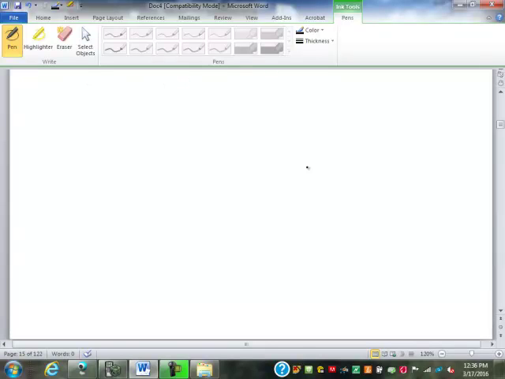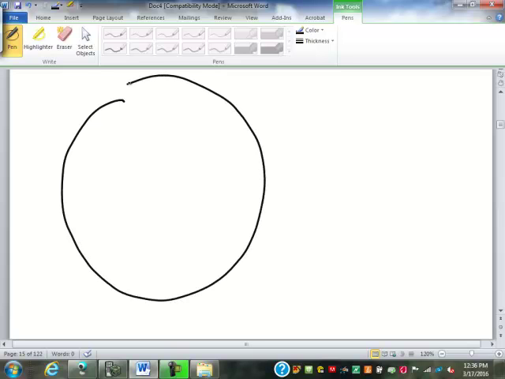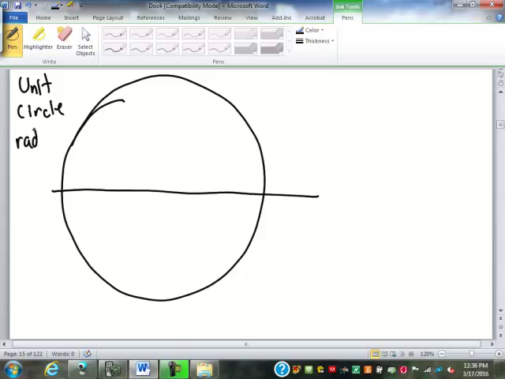Okay, so as I said, trigonometry comes from a circle. Pretend that's round. What we use is called a unit circle, and it's called a unit circle because it has a radius of 1 unit.